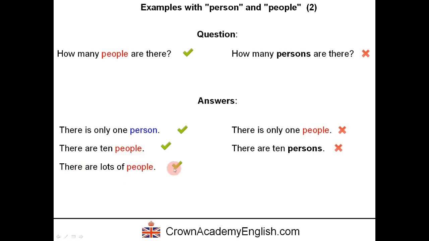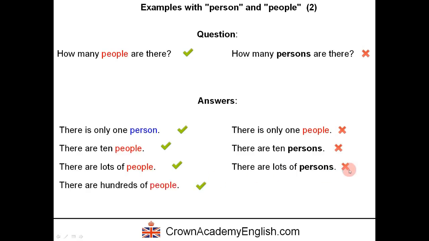There are lots of people. Okay, this is another way of saying it, and we use the plural, people. There are lots of persons. This is wrong. There are hundreds of people. This is correct, but this is wrong. There are hundreds of persons. So the important thing to learn is persons is always wrong. If you want to use the plural, persons is wrong, but people is correct for the plural, and person is correct for the singular.